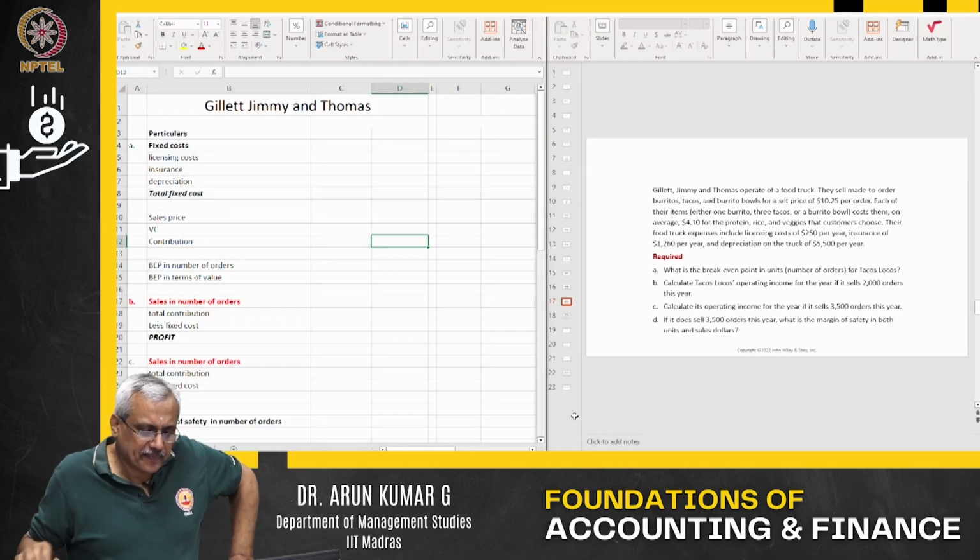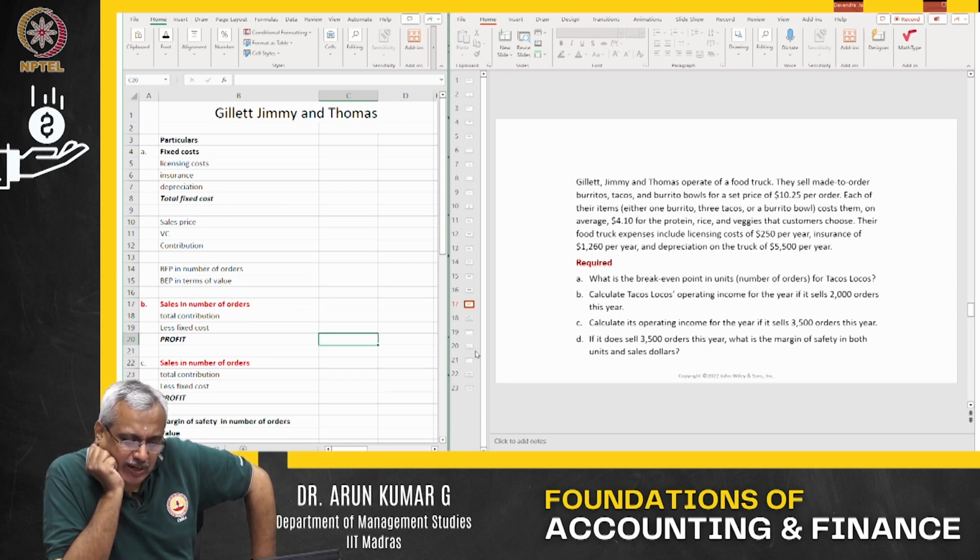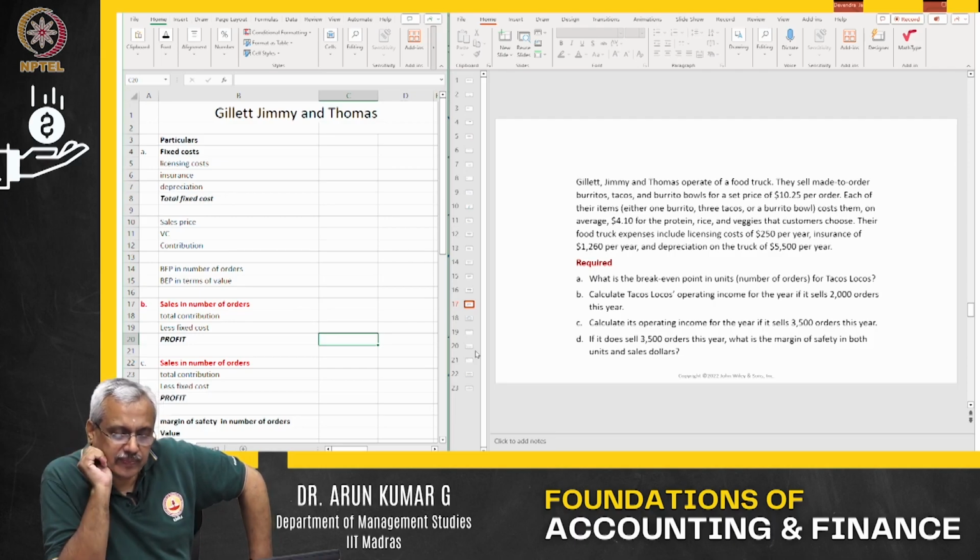It says that Gillette, Jimmy and Thomas operate a food truck. They sell made to order burritos, tacos and so on, at a price of $10.25 per order. Each of the items cost them on average $4.10 for the protein, rice and veggies that the customer chooses. Their food truck costs include a licensing cost of $250, insurance of $1260 and depreciation of $5,500 per year. Now, first thing, what is the break-even point in units for the food truck?